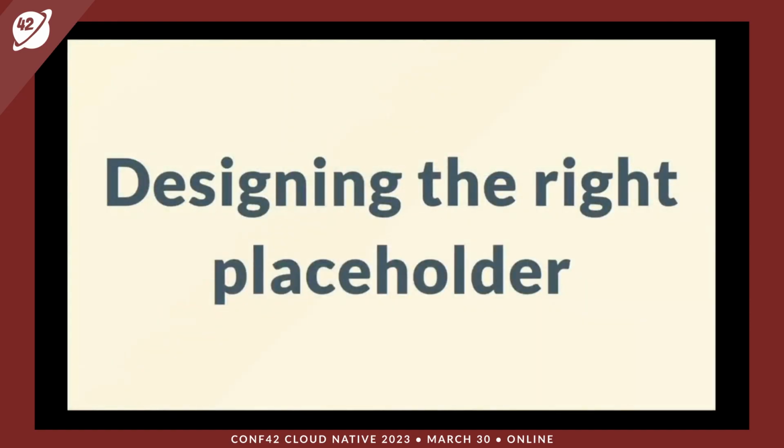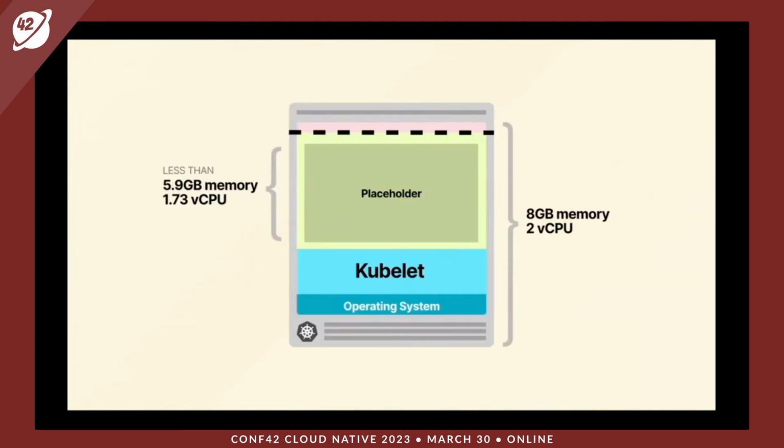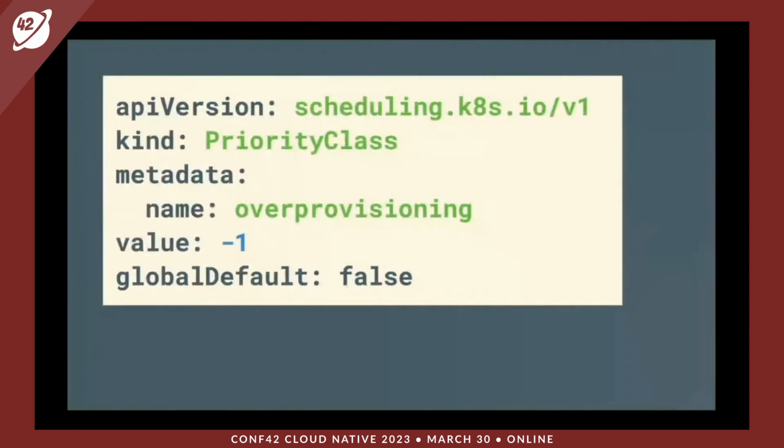Cool. So how did I make this all happen, though? Firstly, we need a placeholder, and that needs to be big enough to know that it will never be schedulable alongside any real workload on a node. So it should be sized big enough in order to fill the whole compute node.